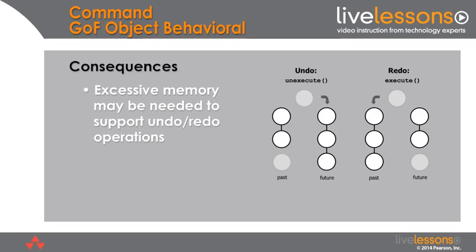Another potential issue is if you end up supporting arbitrary level undo and redo operations, that may end up using quite a bit of memory. For that reason, some editing environments or some desktop productivity tools or other productivity tools only let you do a limited number of undos and redos. Maybe you get 1, maybe you get 10, and so on. But they don't let you do it arbitrarily.